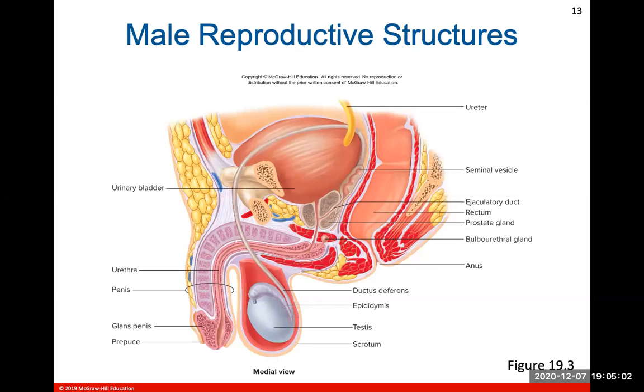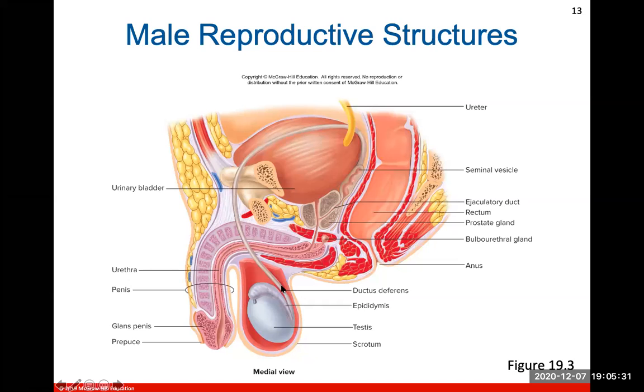This is a medial section, so if we cut in a sagittal plane, here we have the bladder with the ureter bringing urine into the bladder. Here's the prostate gland. It sits right below the bladder. The scrotum holds the testes outside of the body, and that's important because sperm, in order to fully develop and mature, need to be held at a couple degrees cooler than normal body temperature. So that's why testes are held outside of the body.